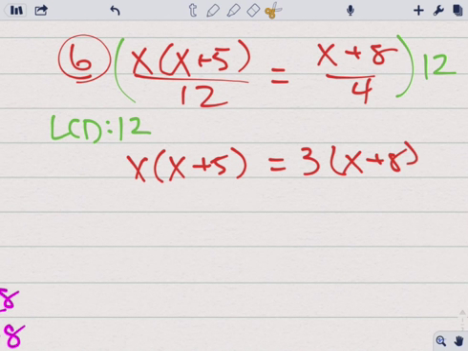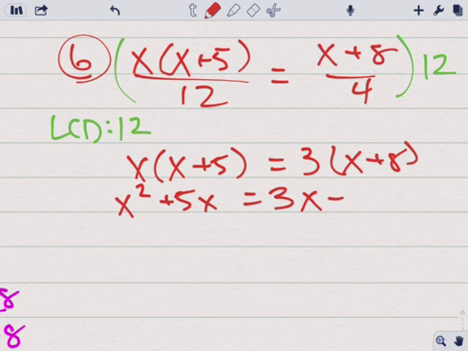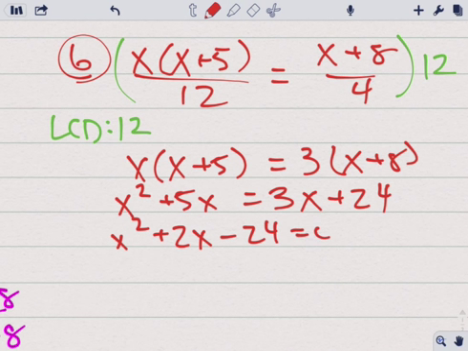Now remember, that 12 goes in that 12 one time. That 4 goes in that 12 3 times. Alright, so simplify these things. Distribute. Bring everything over. I'm going to take all of this, move it over here. Alright, so I'll do that by doing x squared. Subtract the 3x, I get 2x. Subtract the 24, and I get 0.